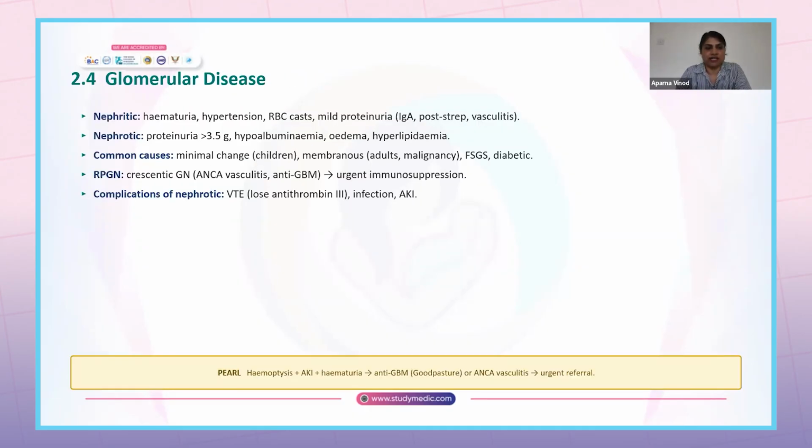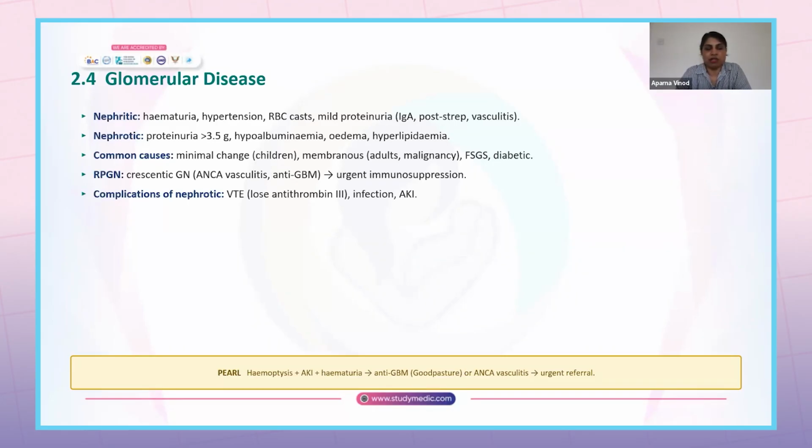Coming to glomerular disease. In glomerular disease, you have nephrotic syndrome and nephritic syndrome. Common causes of these syndromes, rapidly progressive glomerulonephritis, and complications of nephrotic syndrome are the type of questions which you can expect. So nephritic syndrome: the patient will present with hematuria, hypertension, RBC casts in urine, and only mild proteinuria. So the causes are quite simple. It can be post-streptococcal glomerulonephritis, IgA nephropathy, or vasculitis.